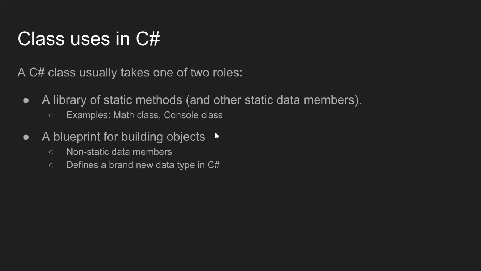What we're going to get into soon is using classes as blueprints for building objects. And what does that mean? Well, we are going to want to model real-world entities as new data types in C#. And the class defines the rules on how we can make that happen.